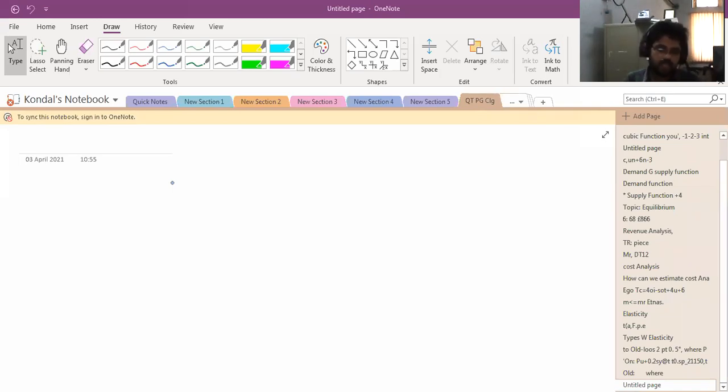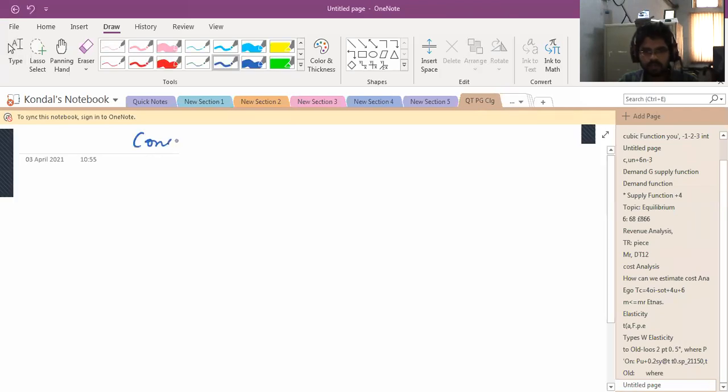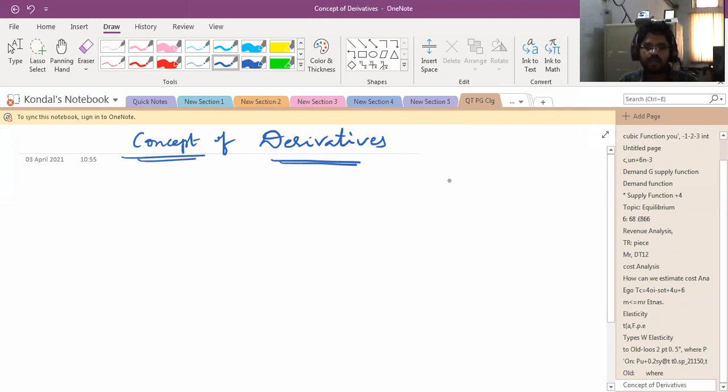Today we'll discuss the concept of derivatives. First we need to know what is meant by derivatives, how we can do it. First we need to know theoretically what is meant by derivatives. What is meant by derivatives?